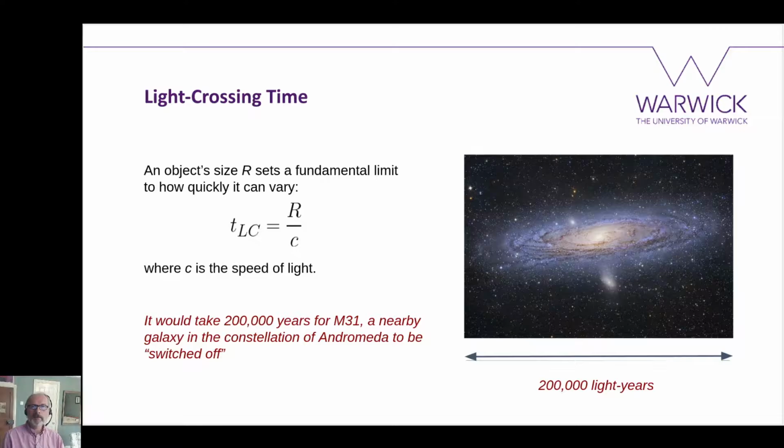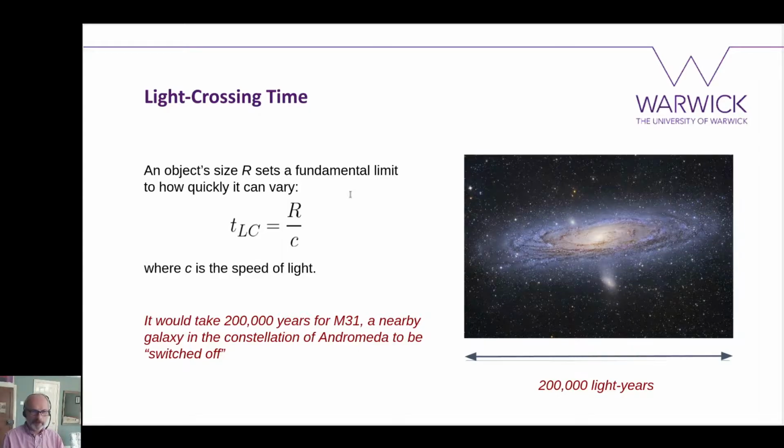If you have a particular size, which I call r here, then just r divided by the speed of light, c, gives you the time scale on which you can expect ever to see it vary at the very shortest. Very often it won't vary on that sort of time scale.